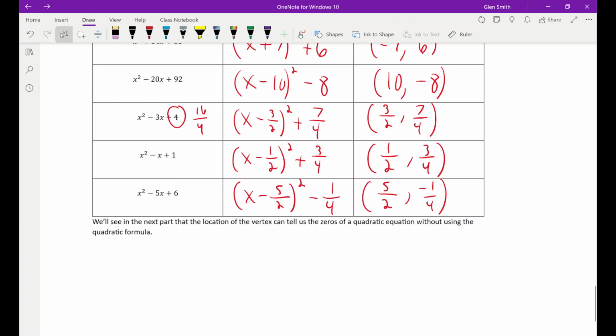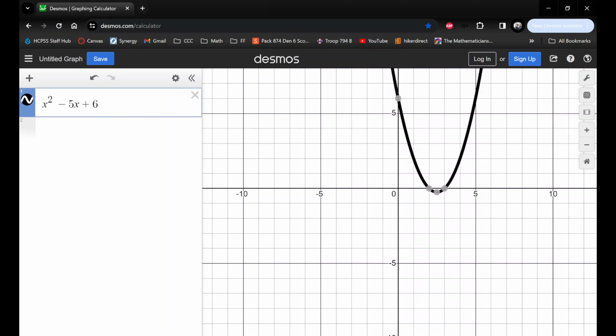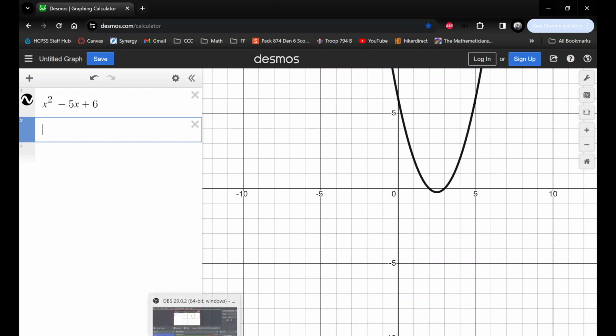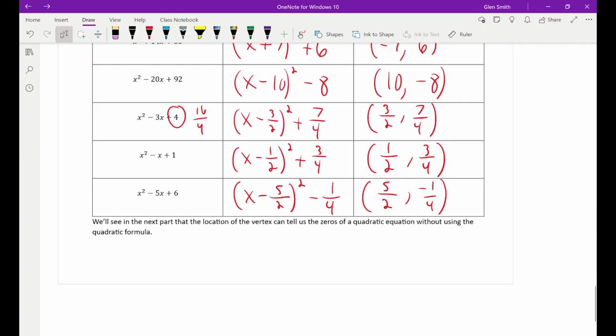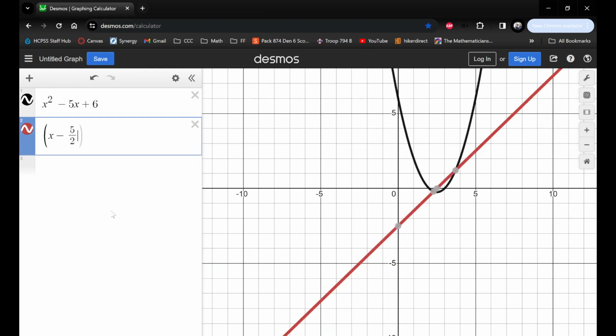Okay, and just to show you, I'm not just making stuff up over here. Let's go back to Desmos real quick, and we'll graph this. This is x squared minus 5x plus 6. Okie dokie. And then in a different color, I'm just going to graph what I'm saying it is: x minus 5/2 squared minus 1/4.